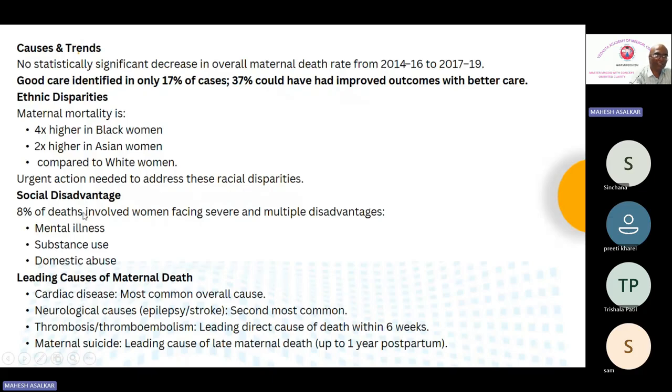Social disadvantage: 8% of deaths involved women having severe and multiple disadvantages like mental illness, substance use, domestic abuse, etc. Then the leading indirect cause of maternal death is cardiac disease, that is the most common cause. The neurological cause is second, that is epilepsy, stroke. Then the leading direct cause is thrombosis or thromboembolism. It is an important cause within the first 6 weeks. Then maternal suicide is the leading cause of late maternal death up to 1 year. Okay, this is the late direct cause, up to 1 year.